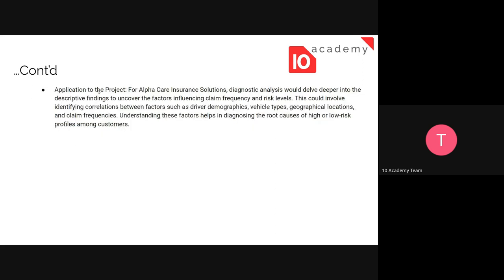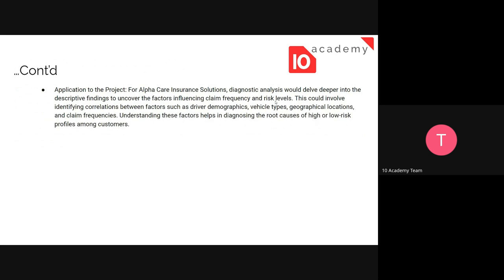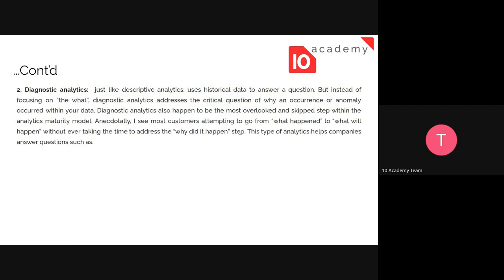Let's see an example for the specific project. For this company, we dive deeper into the descriptive findings to uncover the factors influencing claim frequency and risk labels. Probably you're going to identify this in the first step, the descriptive analysis, if there are frequent claim requests or a high level of risk. So we need to do some research: why are those things happening? Because if they continue that way, it is definitely going to be a loss for the company. So if there are scenarios like this, then we can answer the question, why did it happen?